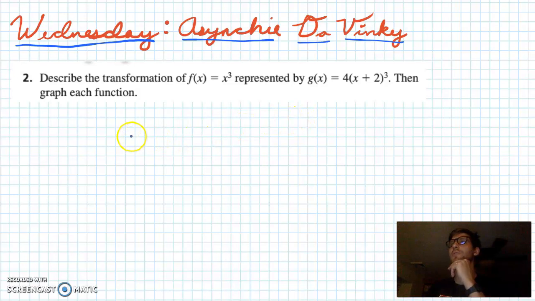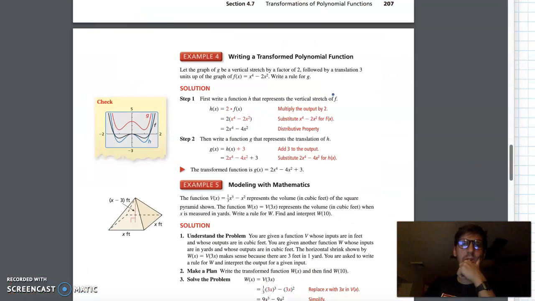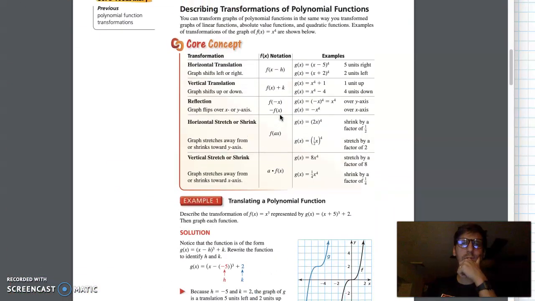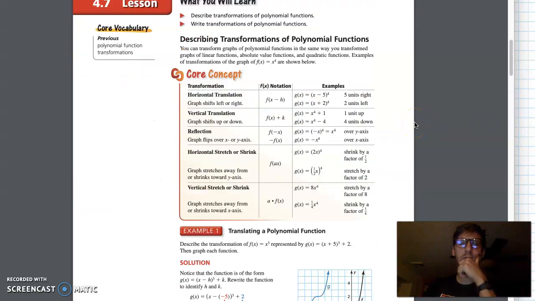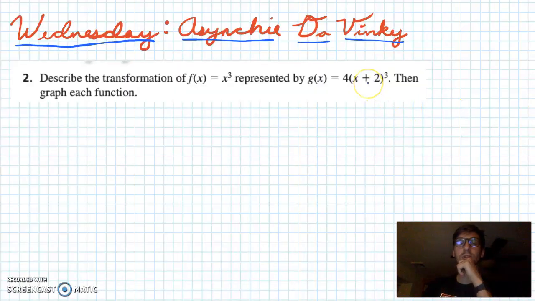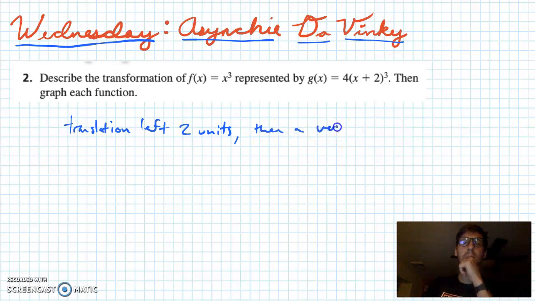Then we could graph each function. So what we see here is we could look at that chart that was quite helpful. We actually have it probably in our notes, but it's also there on page, I think, 206 in the textbook. Well, the plus 2 would be a translation left 2 units, and then a vertical stretch by a factor of 4.